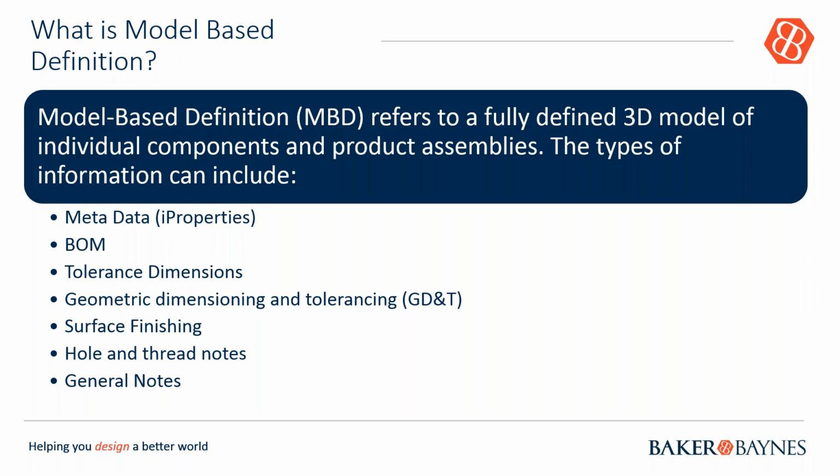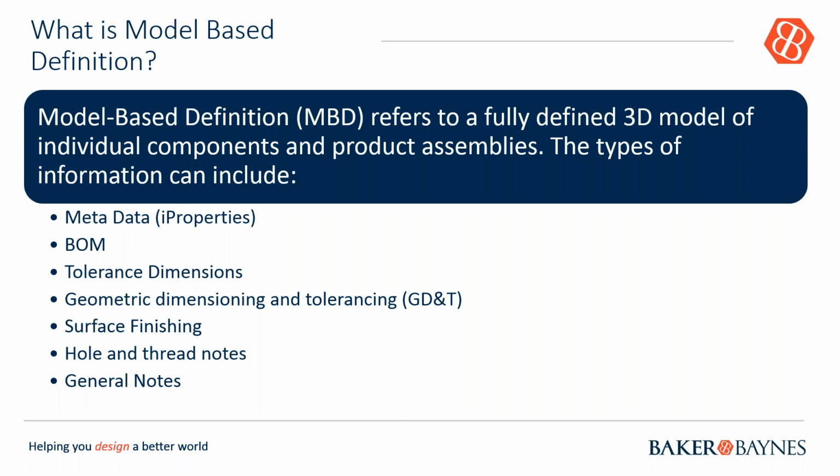The types of information can include the metadata, of course, bill of materials, tolerance dimensions with the tolerance advisor, using geometric dimensioning and tolerances, GD&T, including surface finishing, hole and thread notes, as well as general notes. Historically, this required the accompanying use of 2D engineering drawings to provide such details. The annotated 3D model is often sent directly to manufacturing to create a physical part. So what this does, in a nutshell, is allow us to skip the 2D engineering drawing and go straight into the manufacturing side of it.